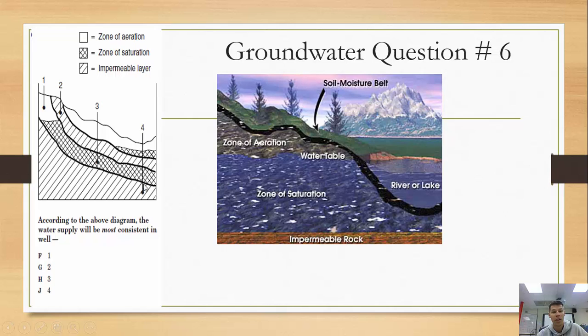Well number 4 is way down here at the bottom, and they're daring you to pick this one, but it says up here, if you follow it, this is also an impermeable layer, which means there's no water in it. Water cannot penetrate through it. So in order to get water, we need to be in the zone of saturation, or well 3. So our best answer is H, well 3.